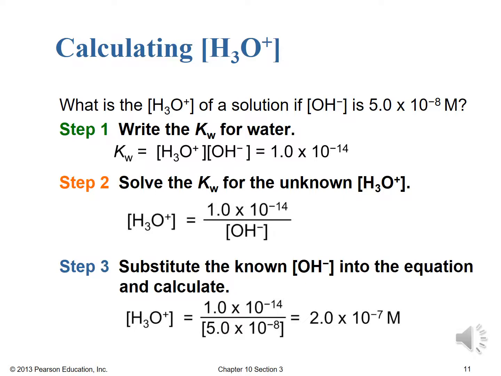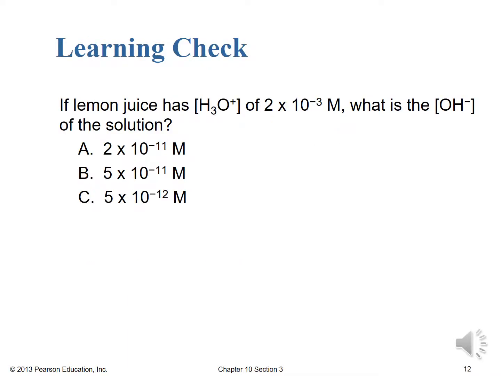And when we do that correctly, we see that we end up with 2.0 times 10 to the minus 7, which is indeed greater than 1.0 times 10 to the minus 7. That was our prediction based on the idea that this solution is less concentrated in OH- than pure water, so this acidic solution must therefore be more concentrated in H3O+. And indeed that was a good check to show that we did our work well when we found that it is 2.0 times 10 to the minus 7, twice the H3O+ concentration of pure water.